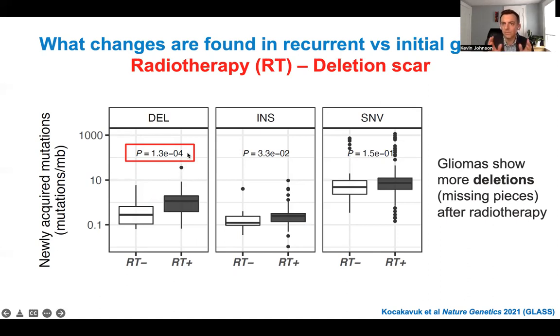And these deletions are missing pieces of the DNA that, again, cause cellular defects and allow these cancer cells to continue to divide even in the face of treatment. But we didn't see this when there are new pieces of DNA inserted into the genome, these insertions, or when these nucleotides or DNA bases are swapped out for one another. So this radiotherapy phenotype that we see is really a deletion scar.